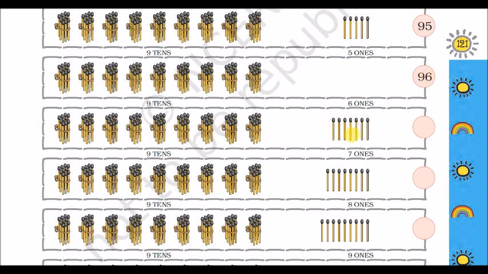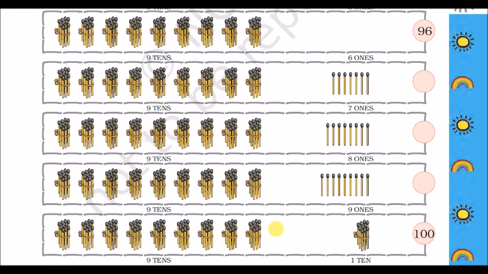9 tens plus 7, 9 and 7, 97. 9 tens plus 8, 9 and 8, 98. 9 tens and 9 ones, 91, 92, 93, 94, 95, 96, 97, 98, 99. 9 and 9, 99. 9 tens, 90 plus 10, 100.